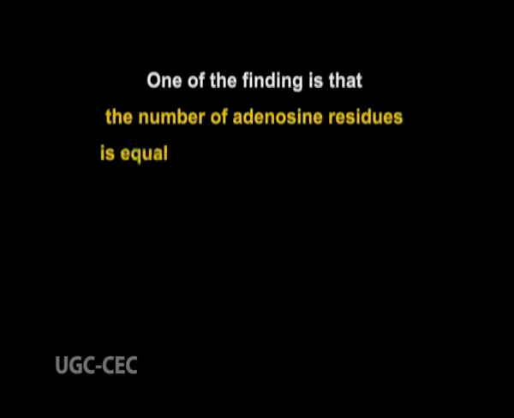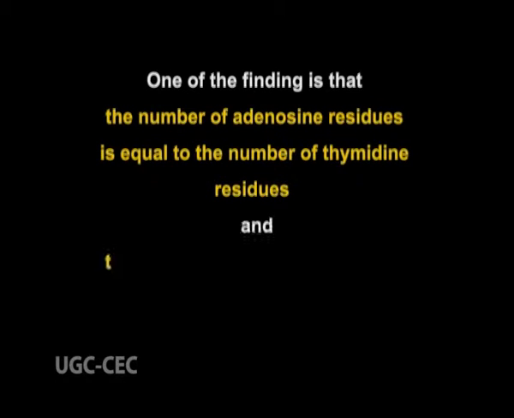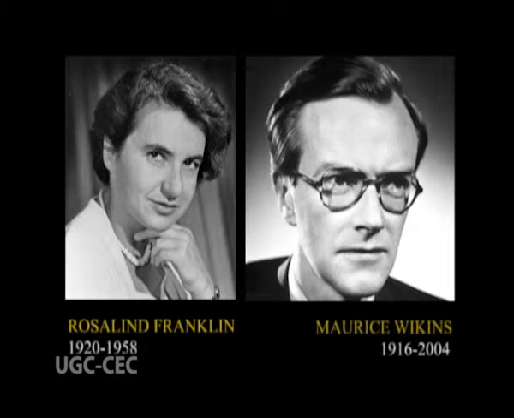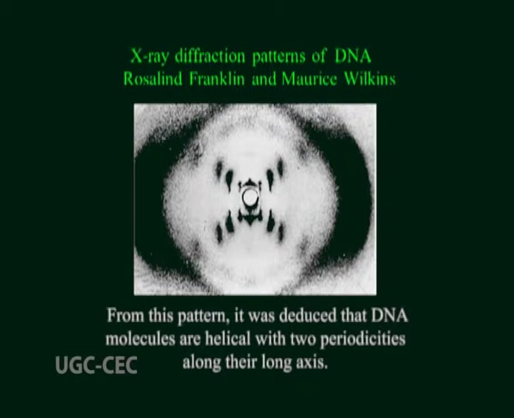One of the findings is that the number of adenosine residues is equal to the number of thymidine residues, and the number of guanosine residues is equal to the number of cytidine residues. Another landmark discovery was in the 1950s, when Rosalind Franklin and Maurice Wilkins observed a characteristic X-ray diffraction pattern of the DNA. From this pattern, it was deduced that DNA molecules are helical with two periodicities along their long axis. In 1953, Watson and Crick postulated a three-dimensional model of DNA that could account for all the available data.